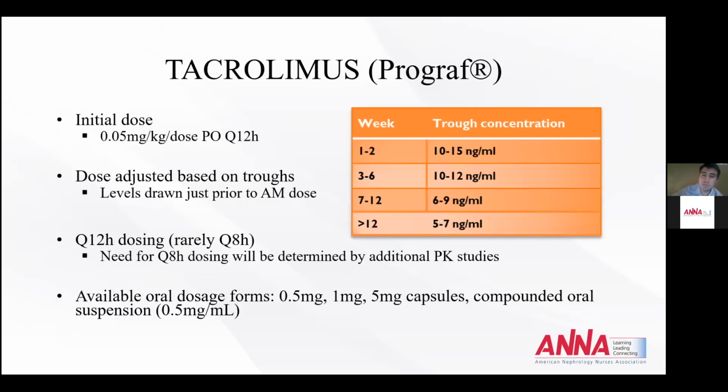This is actually taken from our protocol directly, so no reference there because we developed this one and just put it into a table. So I just pulled it straight from that. So your initial dose you can see there, and then you'll adjust your doses based on trough levels. As the table says, I'm not going to read it, but you can see there are different trough levels based on how far out you are from transplant.